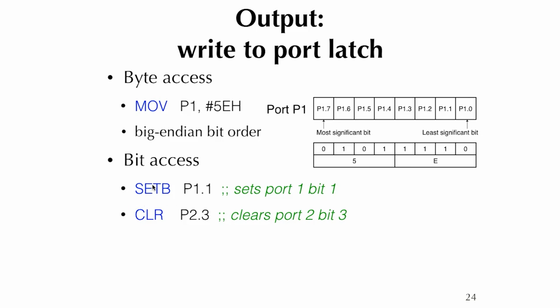So instead of move, you can do set bit or clear bit. So set bit means assign bit 1. That's what set means, at least in 8051. So P1.1 gets 1. That's what setb P1.1 means. CLR is clear, and that's P2.3. So that means set the port 2 bit 3 to 0. That's what it means, right? So you can do either 1 byte at a time or 1 bit at a time. But you don't use move when you use bit access.